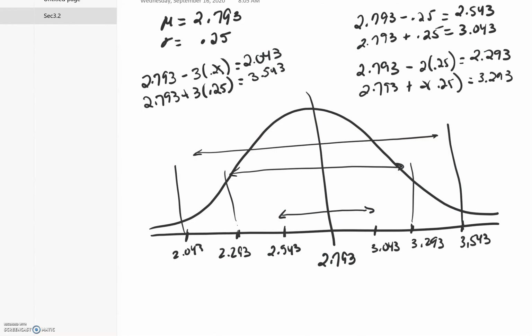And notice how it looks the same way. So 68%, 95%, almost all, or 99.7% of the data is within that range.